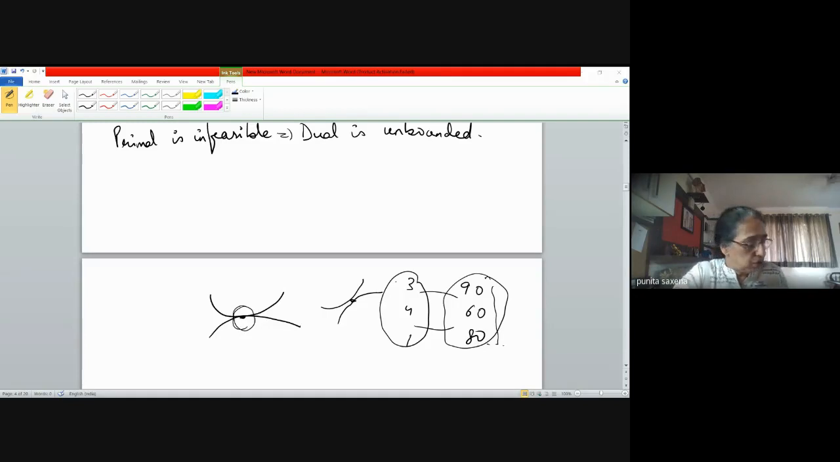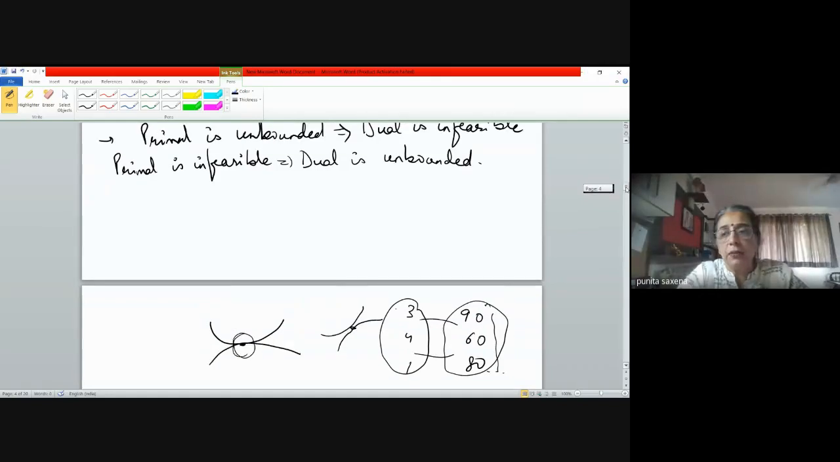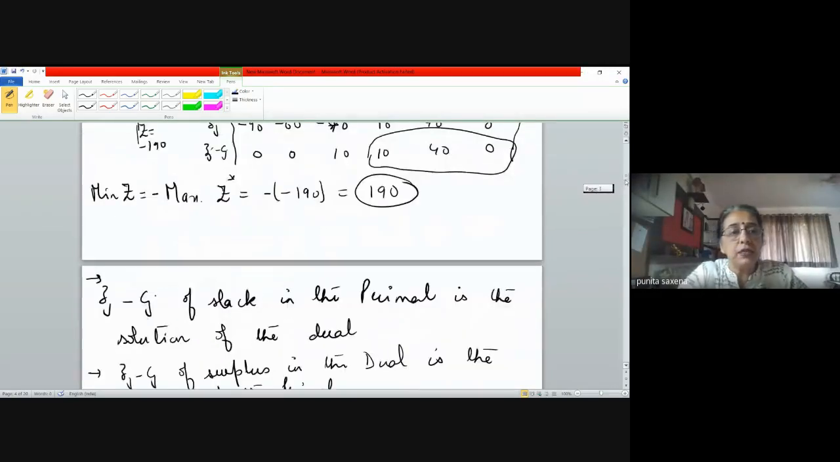Now, I wanted to go in for the interpretations of these slack variables. But it's going to take time, and I think we are done with the class. Hardly a few minutes left. So I won't start it now. I'll do that in my next class, because what we are going to do is interpret.